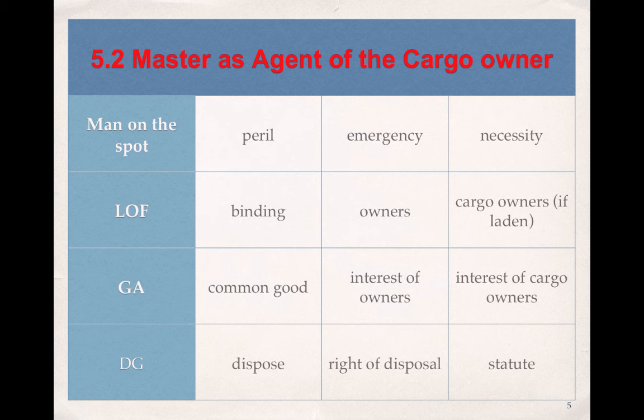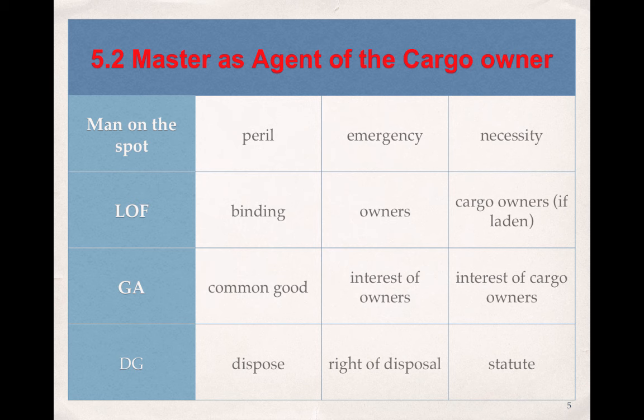Master as agent of cargo owner. In the early days, the cargo owners were considered to be joint adventurers with the ship owner and the master. That's how the master got his name, master. The master has got some share in the cargo or some share on board the ship, or he himself is the owner of the ship, the master of the vessel.